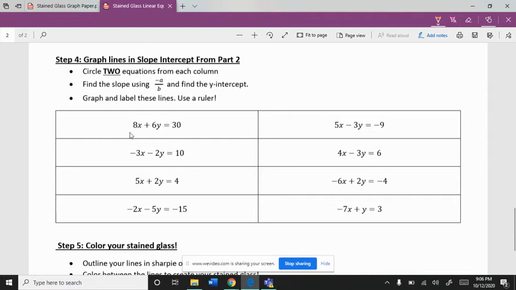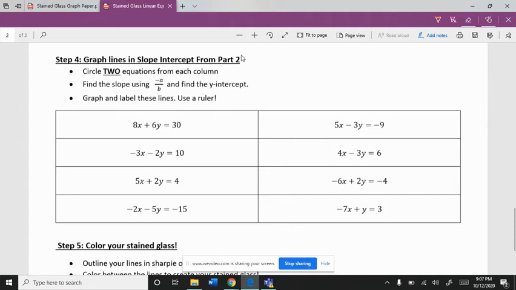So these are the ones that we're going to graph with a slope, but they're written in standard form. It's very tempting to use the cover-up method here, but for this first one, if I wanted to find the x-intercept and I tried to cover up y, 8x equals 30 is not going to give me a nice whole number. So that's really hard to do. So we're going to instead find the slope using the opposite of A over B, and then find the y-intercept.